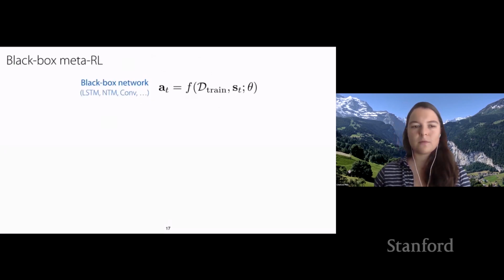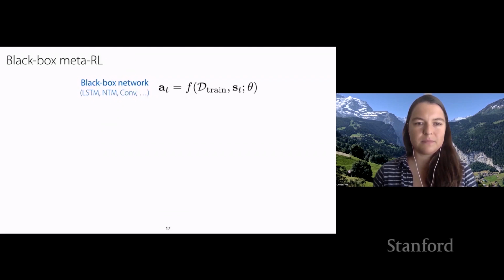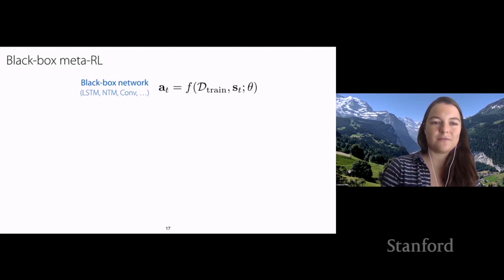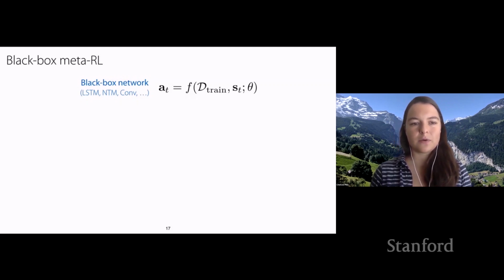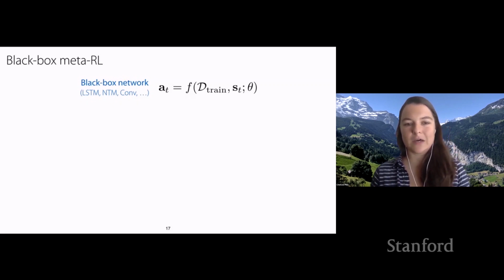So for black box meta-RL approaches, we can basically translate all the ideas that we had for black box meta-learning to this reinforcement learning setting, where we're going to be training a neural network to take as input a dataset, as well as your current state, and output the next action.